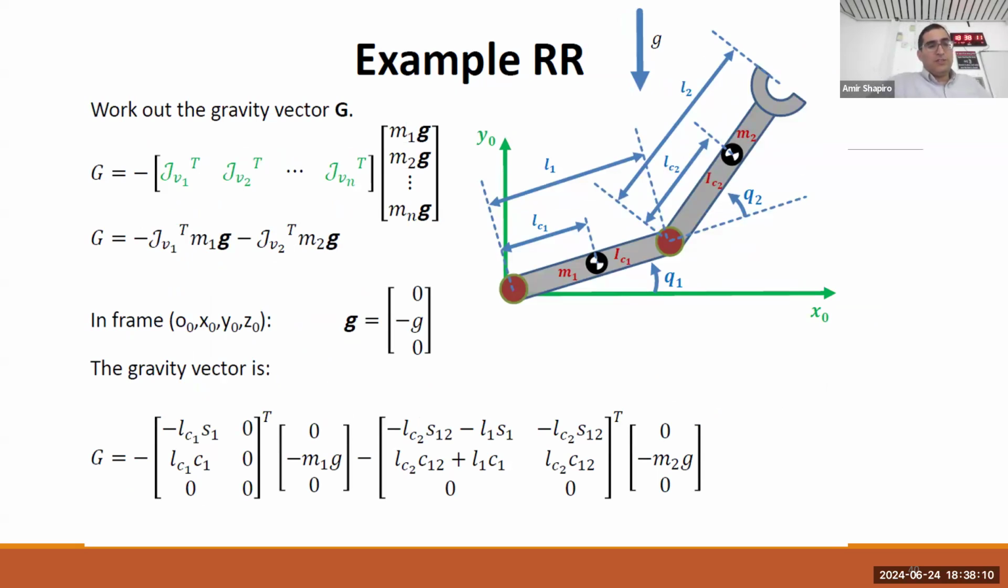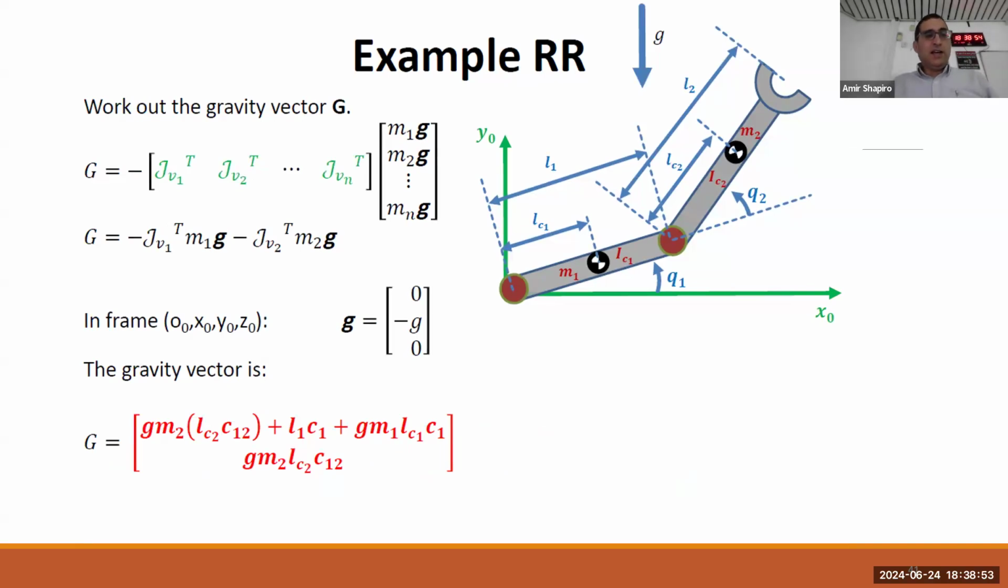We want to find the gravity effect. Where's the V? It was here. M and then V and then G. So G is J_V1 transpose M1 g minus J_V2 M2 g. g is simply downward in the minus y direction, and J_V1 transpose is this, times M1 g is this, and so on. We can do the multiplication after substituting everything and get the result of the effect of gravity on each of the links.